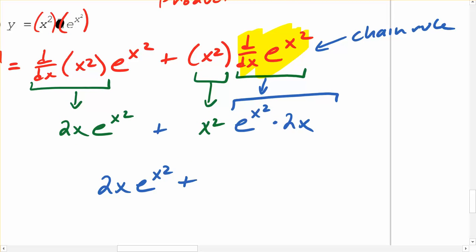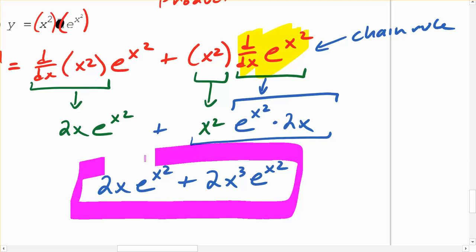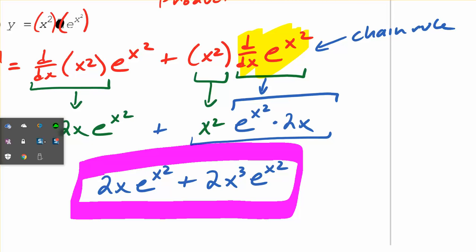plus, and how would I simplify this last piece? You wanted to know when you simplify and when you don't. What do you combine there on that last term? So it's going to be 2x to the what? Times e to the x squared. And this right here would be the final answer.